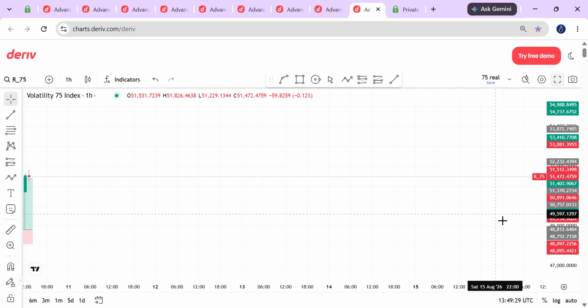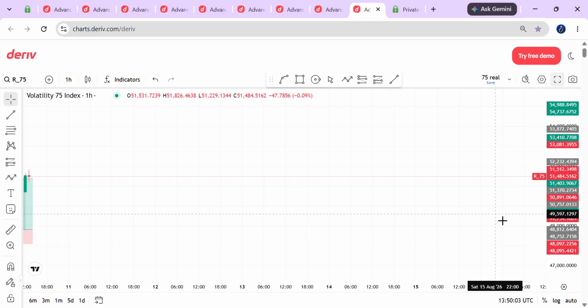Okay, let's think about it this way. Before a car moves at a very fast speed, it has to start from somewhere. The starting area is what we are looking for. But in SMC, an order block is the area where price was sitting before it made a strong move in one direction. Don't forget, a strong move in one direction.